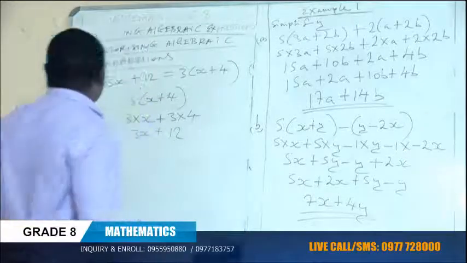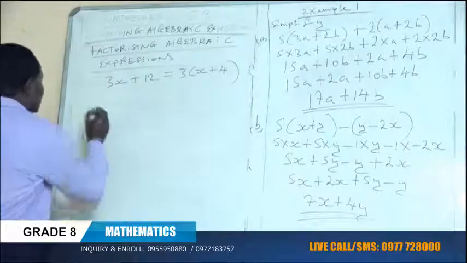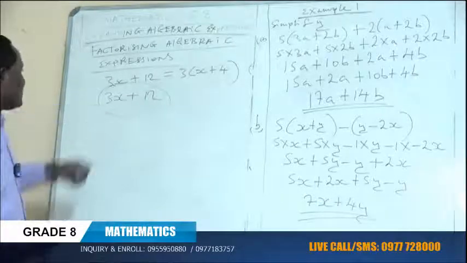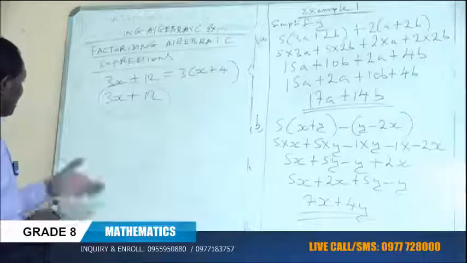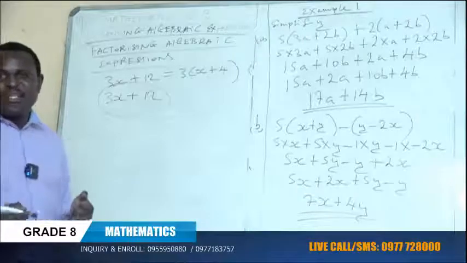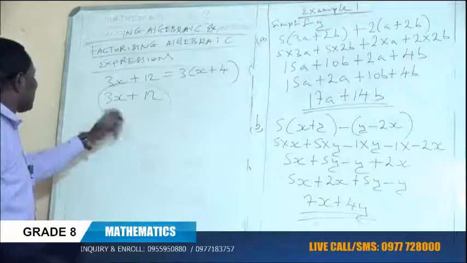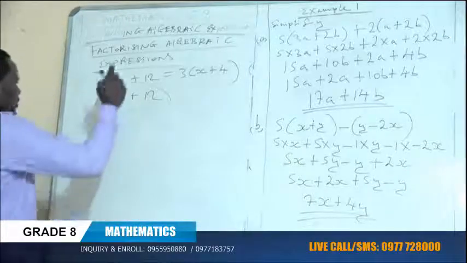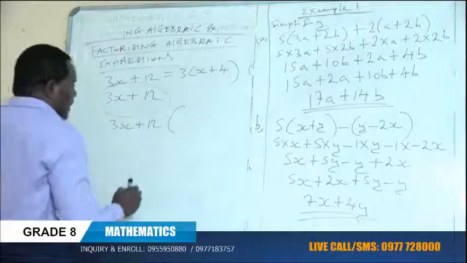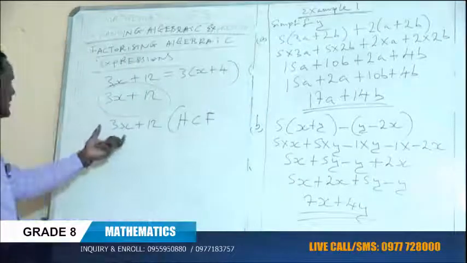Now, a question can be asked in this form. Say 3x plus 12, and you have been told to factorize this expression. To do so, we look for the highest common factor. In this case, which one is the highest common factor? In 3x plus 12, the highest common factor, abbreviated as HCF, will be 3.